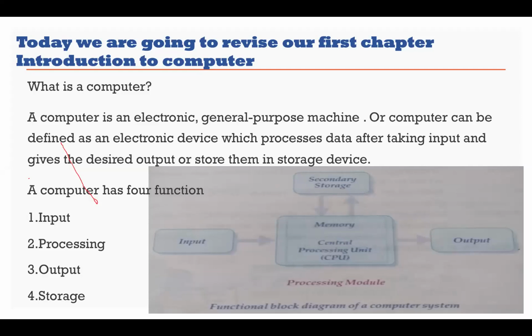So when we give input, it will go to the CPU, and there will be processing. When the processing is complete, you will get output, and when you save that output, it will be storage. So these are the four functions: input, processing, output, and storage.